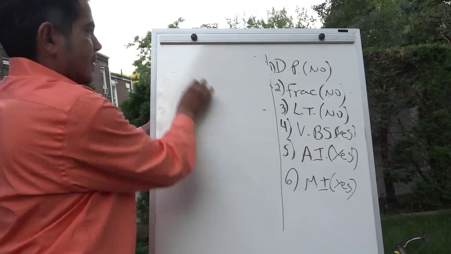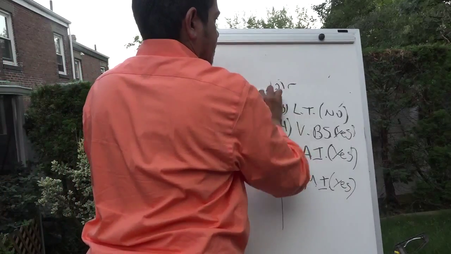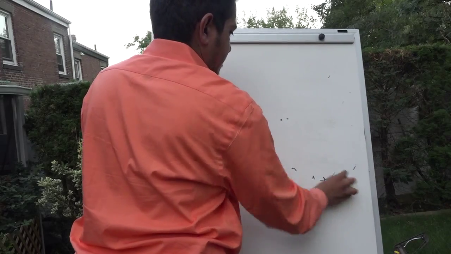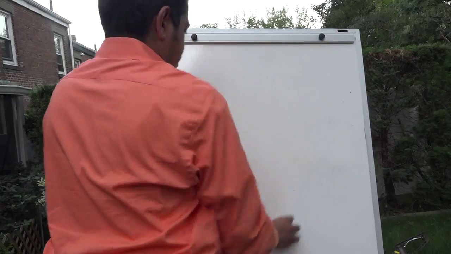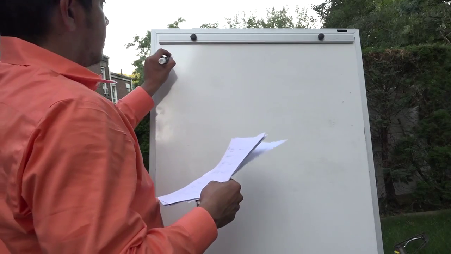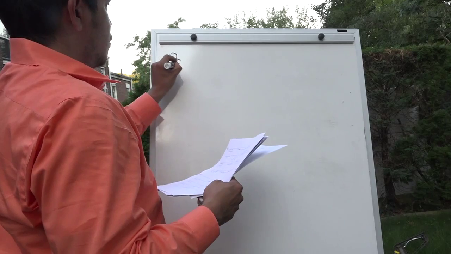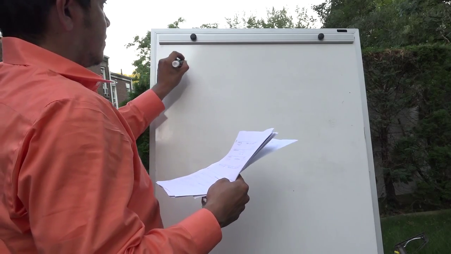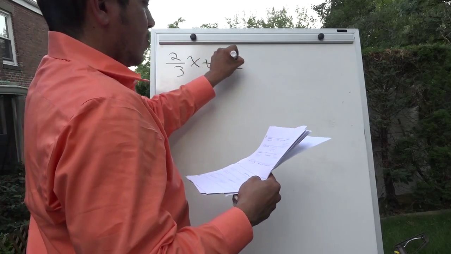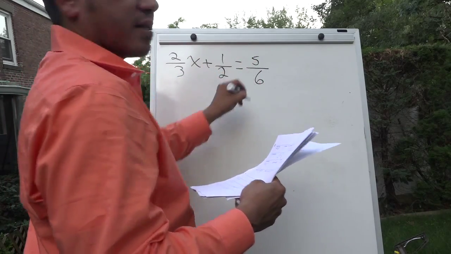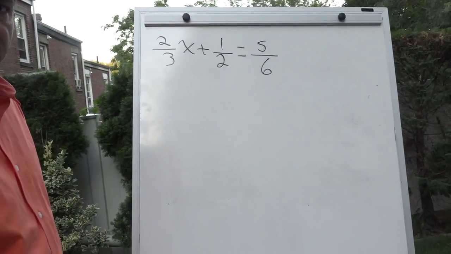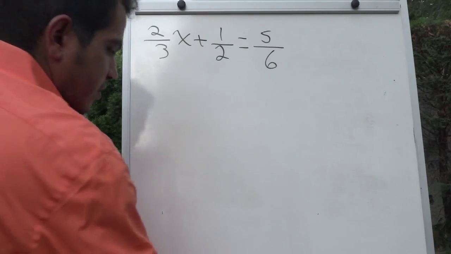Okay, let's see now. Let us have another one. Okay. 2 over 3x plus 1/2 equals 5 over 6. Okay? Let me zoom in just in case. There you go. You don't have to see my face. All you have to do is see the problem.